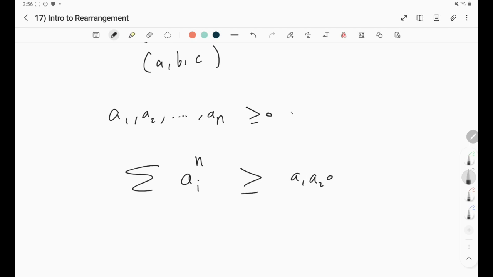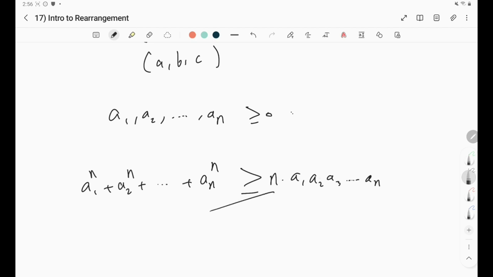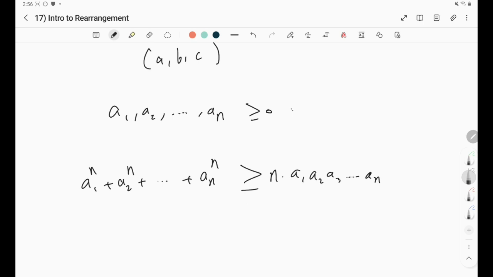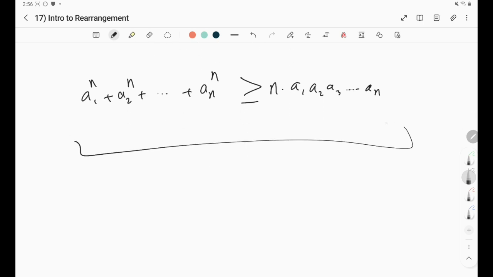A1, A2, A3, so on till AN. I'm going to write those as well: A1 to the N, A2 to the N, and so on till AN to the N. And here, of course, you have N as well, because the N was here, then we just move it here. Okay, so how can you show this with the AMGM, with the rearrangement?